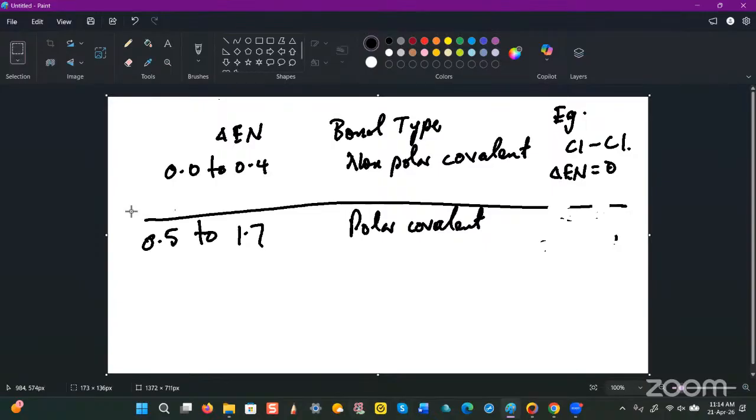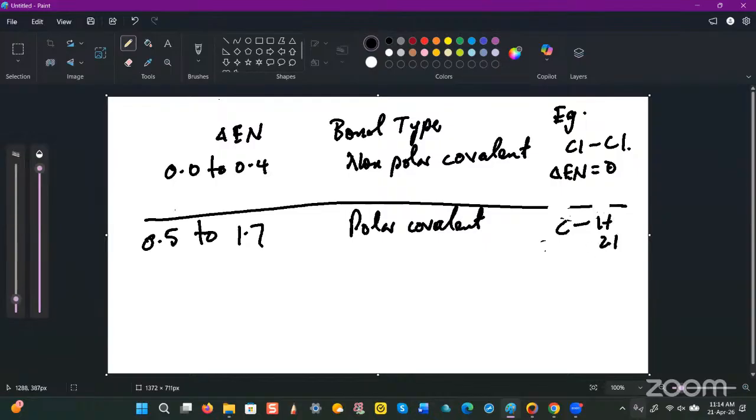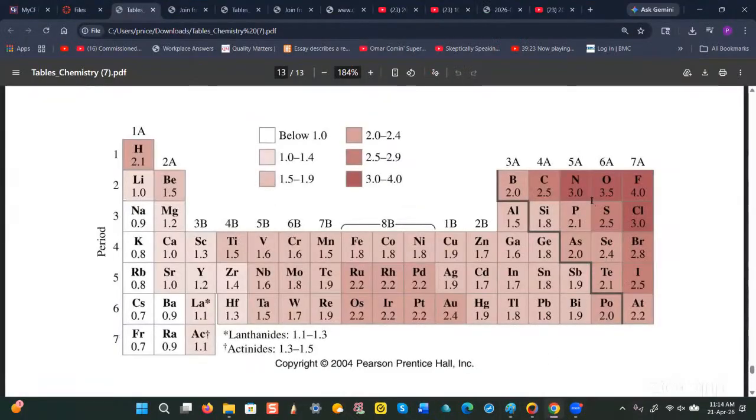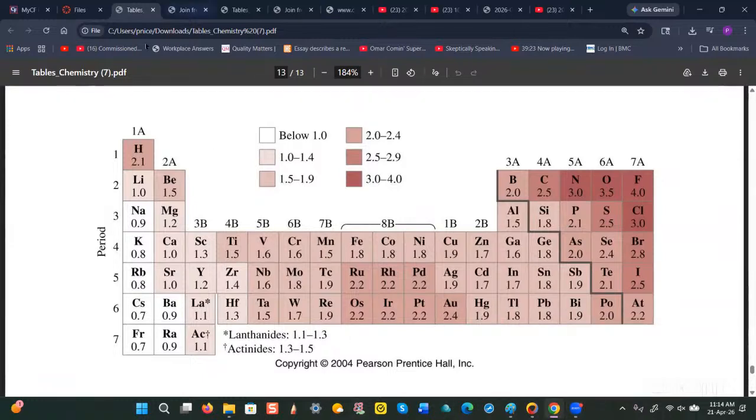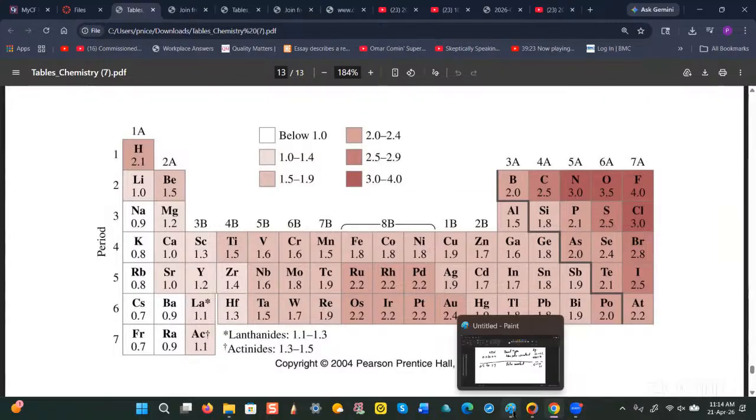Okay, let me use carbon to hydrogen. Let's do that one. C to H, right? Now hydrogen is 2.1 and carbon is what? Oh no, that's another bad issue. I'm sorry. I'm messing up. That would be nonpolar actually. Fluorine and sulfur, right? Yeah, okay, let's do fluorine and sulfur.